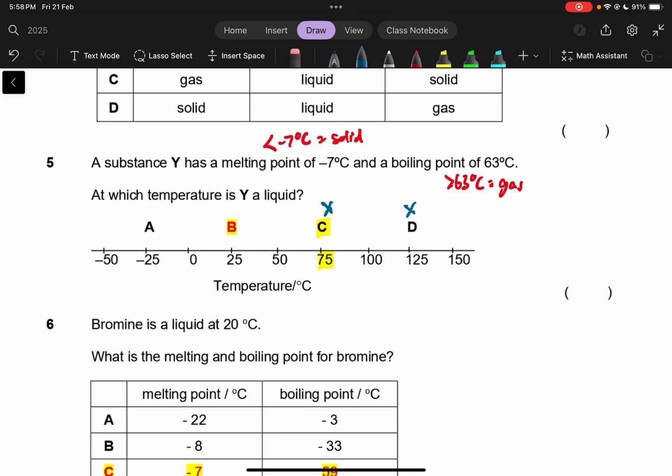-25. -25 is more negative than -7. So this part is a solid. So -25 is a solid. So A also out. Answer must be B.